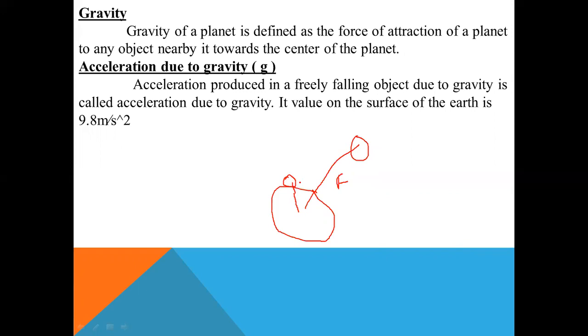Suppose the force between the sun and the earth can be taken as the gravitational force. But the force by the earth on an apple is gravity. That's why gravity is a special case of gravitation.